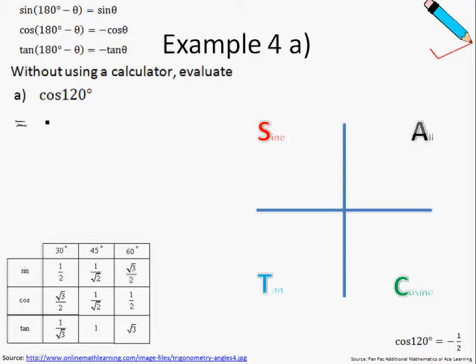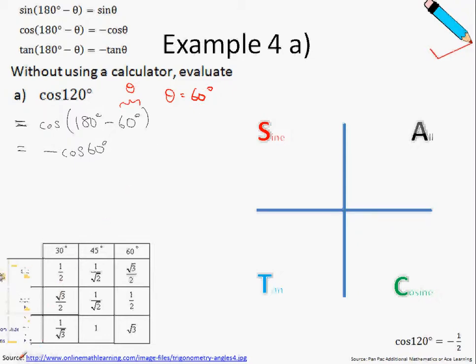So recall that cosine 120 degrees can be written as cosine of 180 degrees minus 60 degrees. In this case, using the second equation on the top left hand corner of your screen, you can see that I can convert this to negative cosine 60 degrees, by identifying my theta to be 60 degrees. So this is my theta. So theta is 60 degrees.